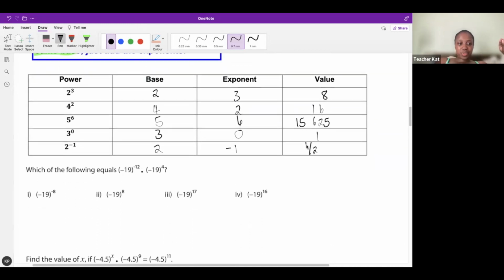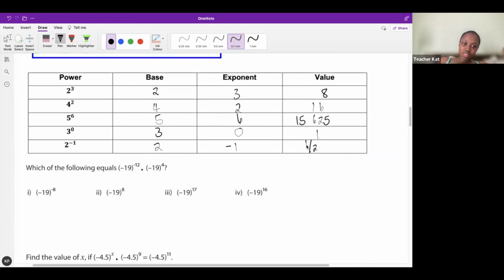Okay, let's get going. Which of the following options will be the same as -19 to the power of 12 times -19 to the power of 4? So this little dot over here means times. So what am I doing to my exponents since I am timesing? Well, I'm going to add them. So I'm going to say 12 plus 4. And my new exponent will then be what? -19 to the power of 16, which is option 1.